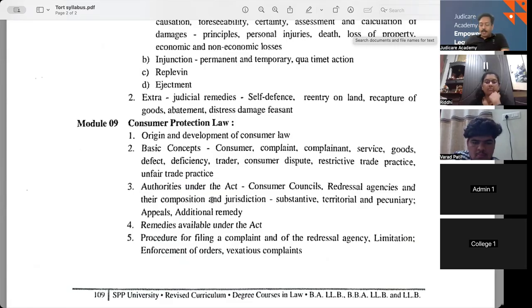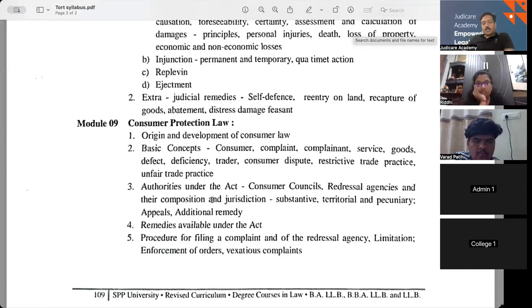So that is why the shape and picture of the consumer law in India has changed dramatically and a lot, because the types of tort which can happen, the types of issues which can happen in the consumer area has changed a lot.